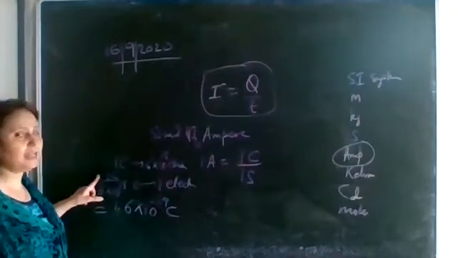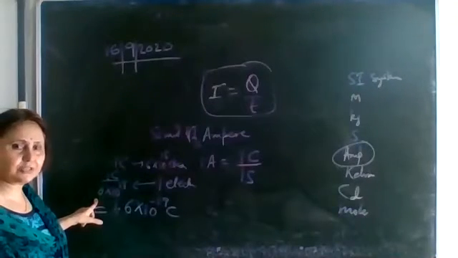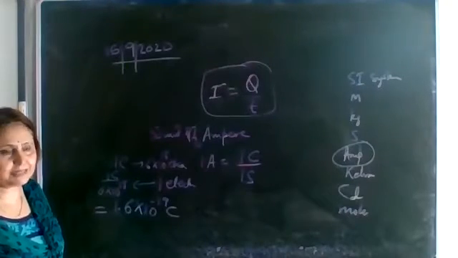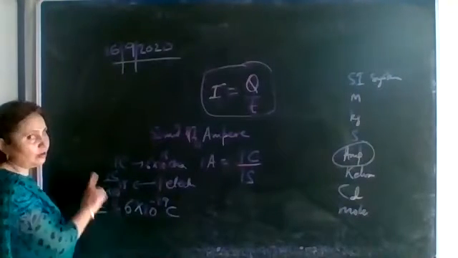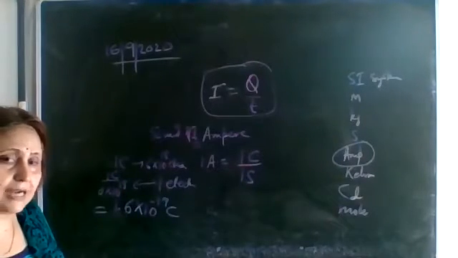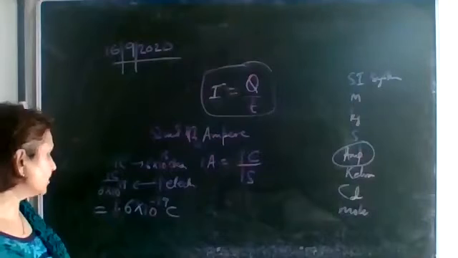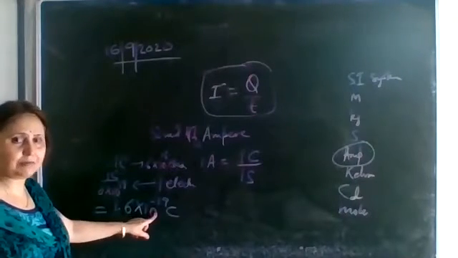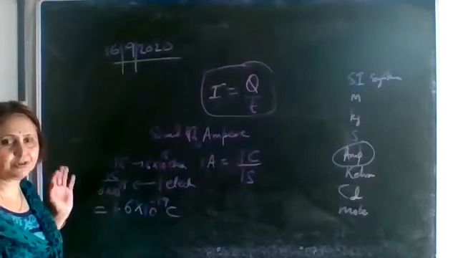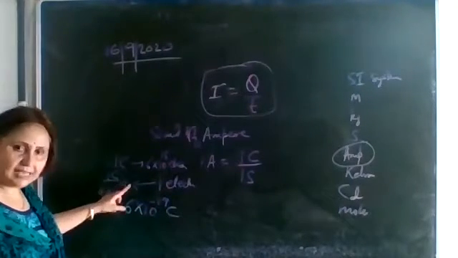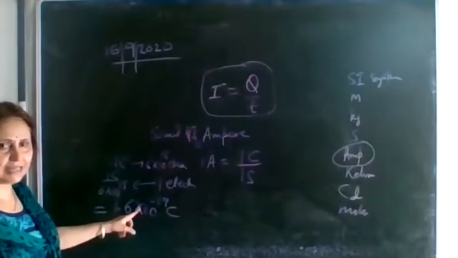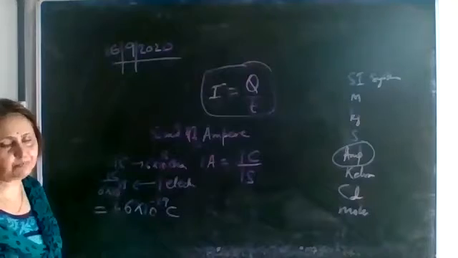So 1 electron will have a charge of 1 coulomb upon 6 into 10 raised to the 18, which when calculated comes out to be 1.6 into 10 raised to the minus 19. So 1 electron has a charge of 1.6 into 10 raised to the minus 19 coulomb. And we know that electron is a negative charge. So the charge on 1 electron will be minus 1.6 into 10 raised to the minus 19 coulomb, as the electron is negatively charged.